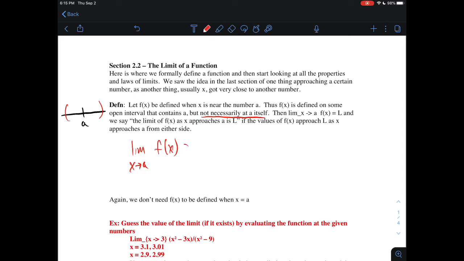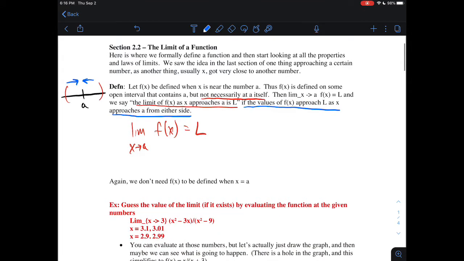So in this instance, we can then say the limit as x approaches a of f of x is equal to L. We're allowed to say that with that notation and also with the wording that I just said, the limit of f of x as x approaches a is L. We're allowed to say that if the values of f of x approach L as x approaches a from either side. So you can think as x is getting closer to a from either the left or from the right, then the limit essentially exists if our function is approaching this value L. And again, we don't need f of x to be defined when x is equal to a.